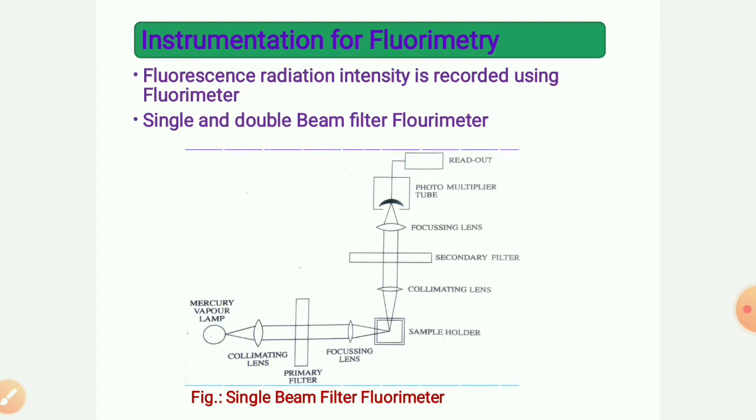In the single beam filter fluorimeter, the primary filter allows only UV light and not the visible light, while the secondary filter allows only the fluorescent radiation and not the UV light. So this is all about a single beam filter fluorimeter. Now we will see the double beam filter fluorimeter.